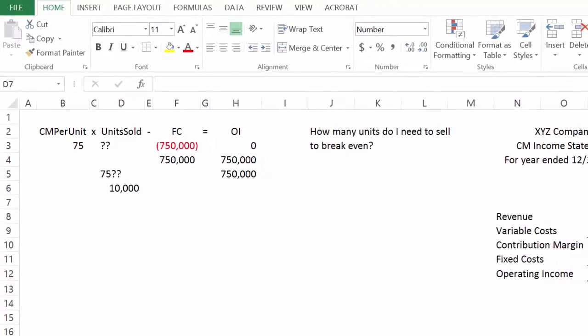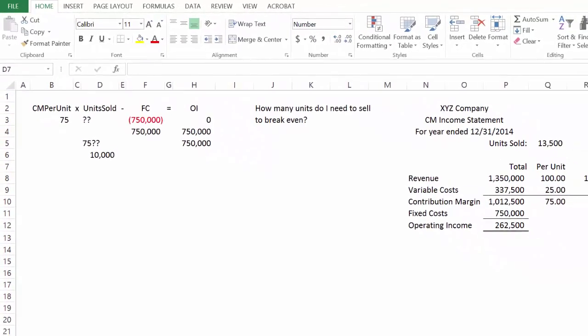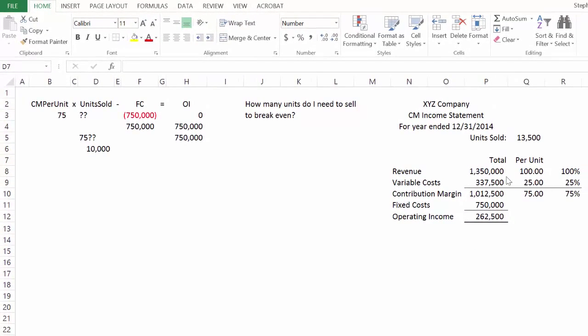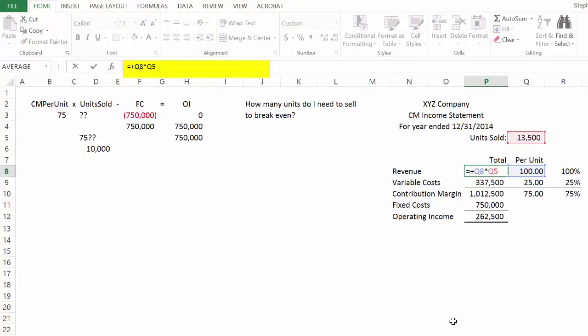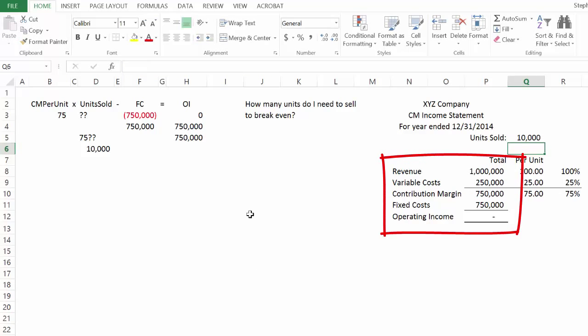We can check to see if that answer is correct. Remember that if you come over here and you look at my revenue equation, I'm multiplying the units sold times the per unit cost. For variable costs, I'm multiplying the units sold times the variable cost. So if I change units sold to 10,000 units, this should fall out to be an operating income of 0. And there it is. It works.